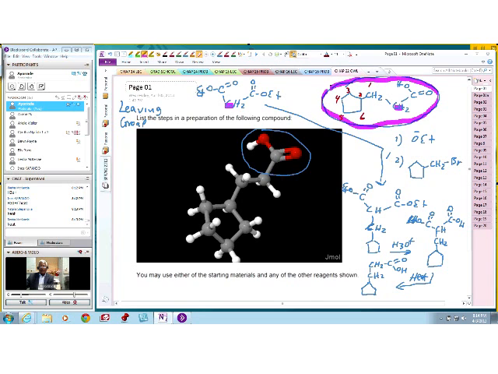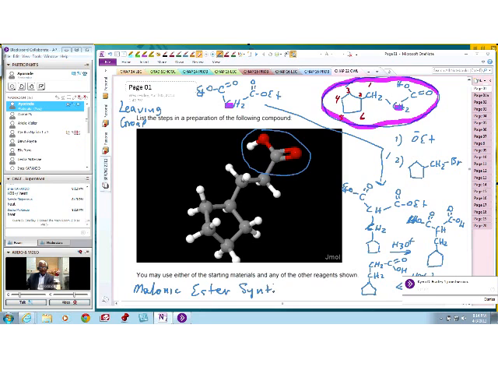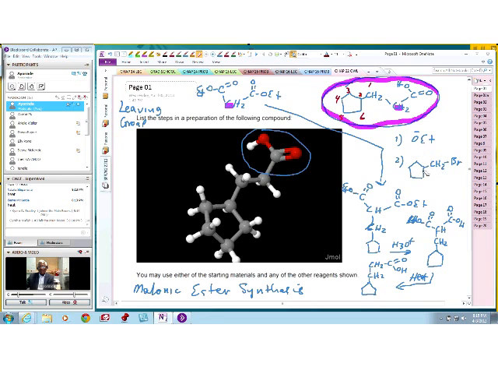Okay, so what have we done? What we've done here is what we refer to as the malonic ester synthesis. The sequence of reactions starts from ethyl malonate, or malonic ester, and then you form the enolate anion by reacting with ethoxide. The enolate anion will then be alkylated using an appropriate alkylating agent.